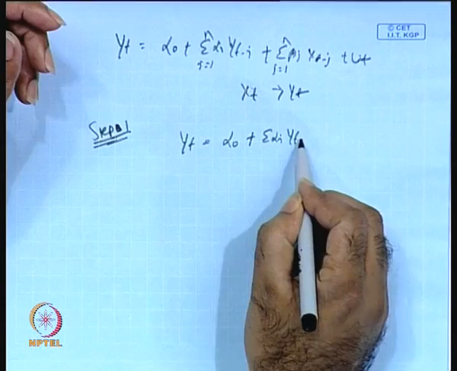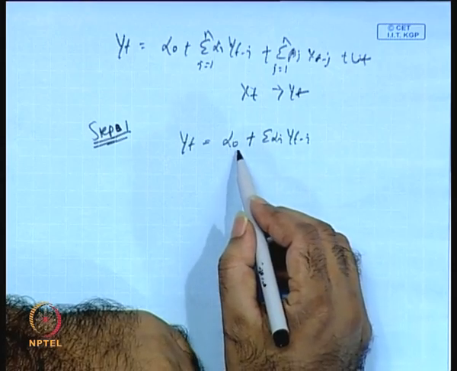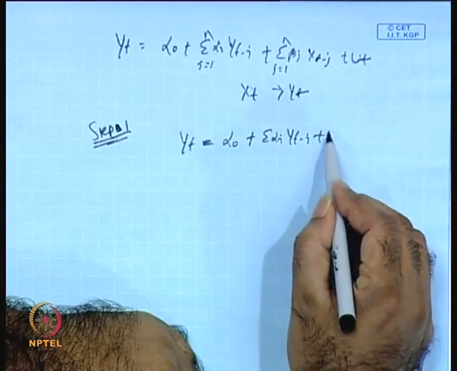Like cointegration, this test has 3 different steps. Step 1 is to have an equation like this: y_t = alpha_0 + summation alpha_i y_{t-i}, a purely autoregressive model in y_{t-i}, plus u_t.